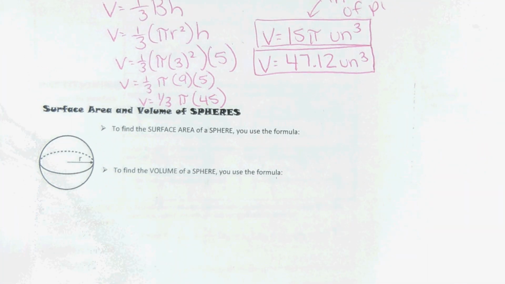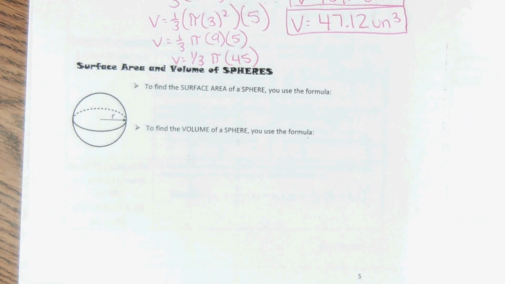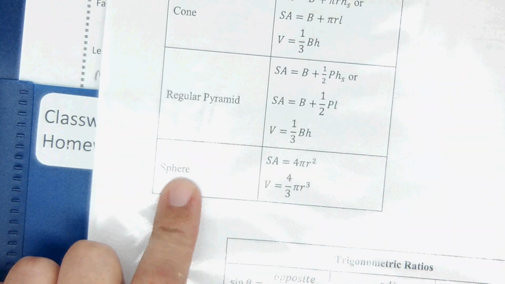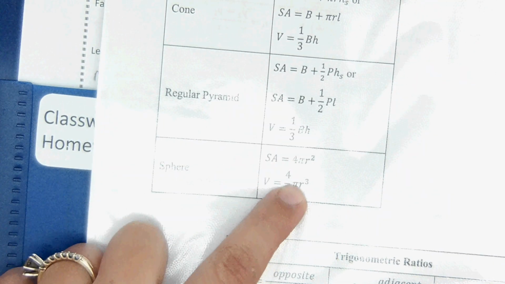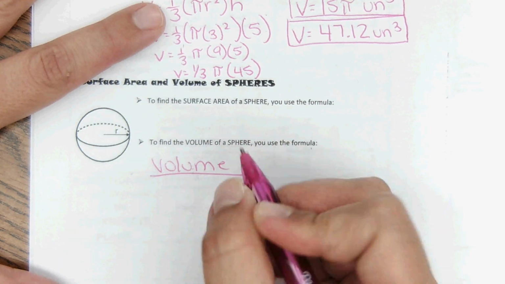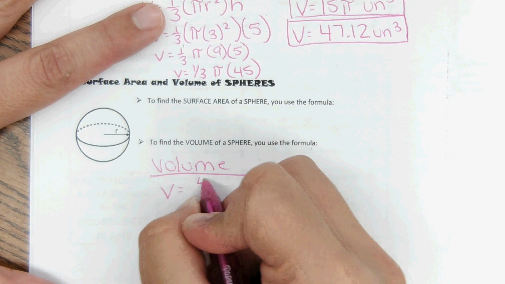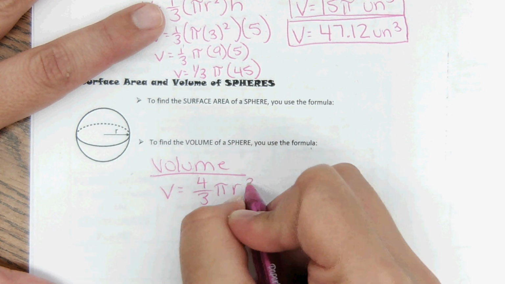Okay, last but not least, a sphere. People actually find this the easiest because you don't have to plug one equation into the other. It is what it is. On the reference sheet, if you look for sphere, the volume is right here, 4/3 pi r cubed. So volume of a sphere, volume equals 4/3 pi r cubed.